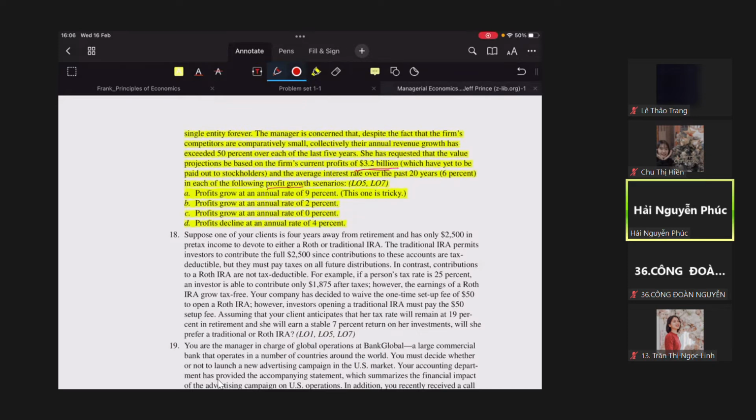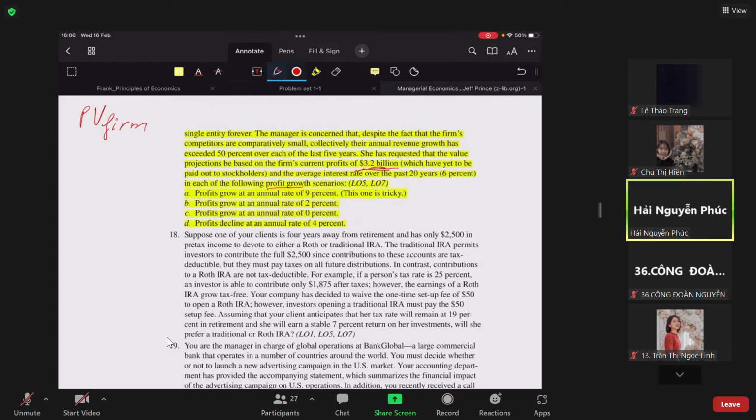What is the key point of this question? I'm not going to give you the detailed explanation for this question, but the idea is that you have to compute the present value of the firms, right? Given the information about current profit, and the interest rate, and the profit growth rate, right?